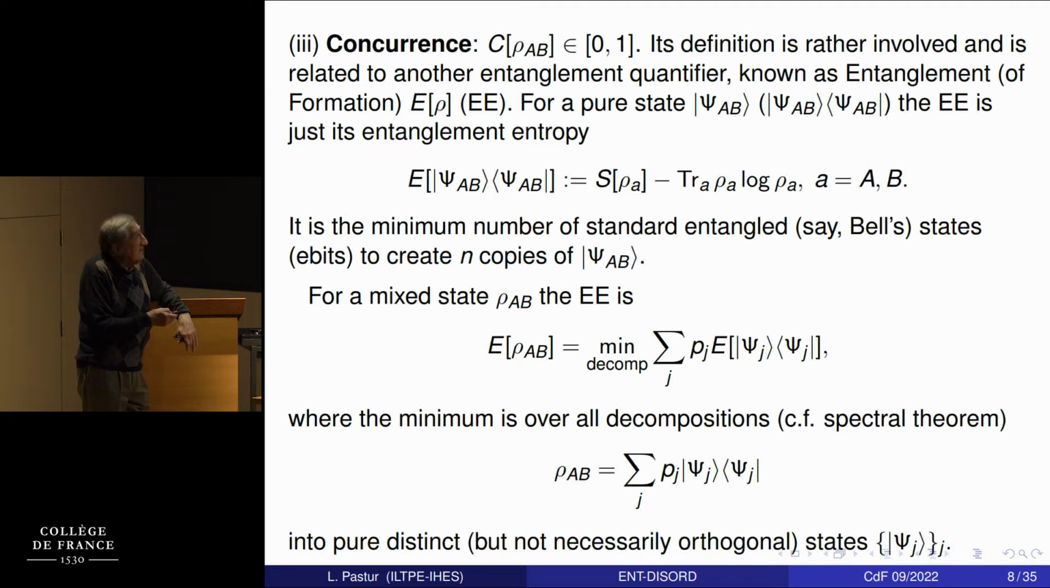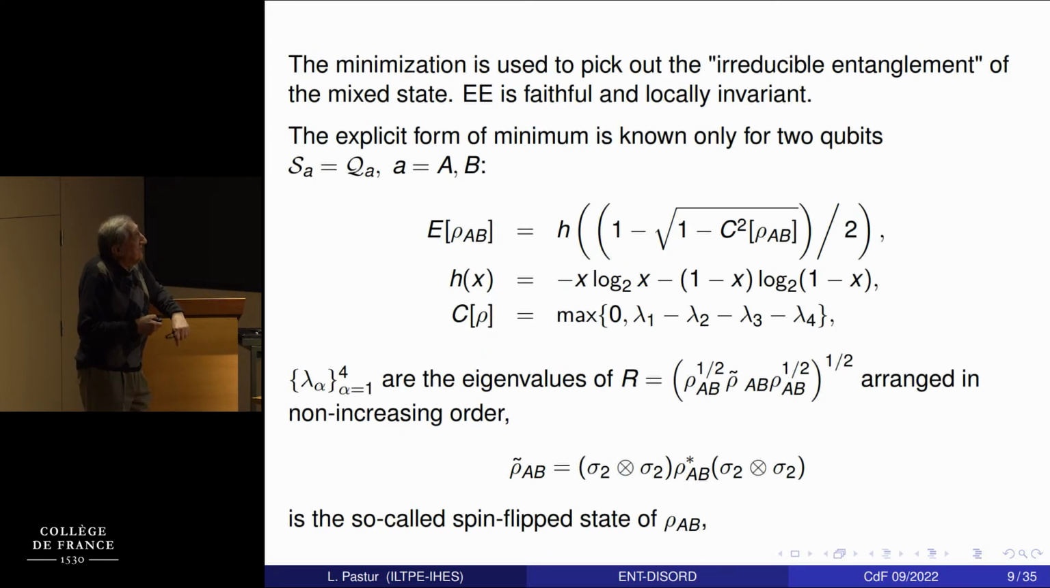And so far, the solution of this minimization problem is known only for 2 qubits. And the formula is quite complicated. Let me show you. So if your system consists of 2 qubits, then this minimization procedure can be done. So it is of that form. Excuse me, the formula is quite complicated. H is a simple function. It's just the Shannon entropy of a Bernoulli distribution. And so E is expressed via C.